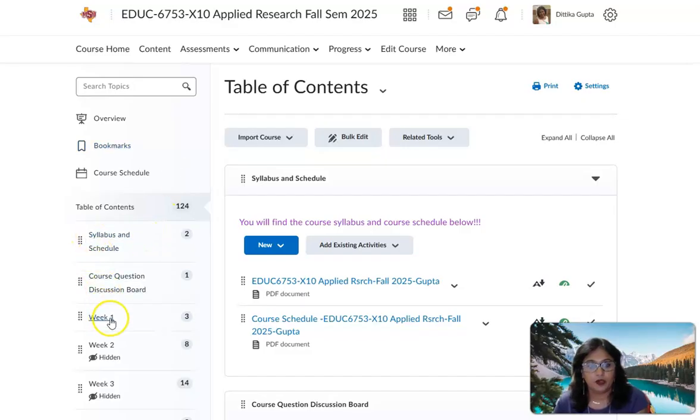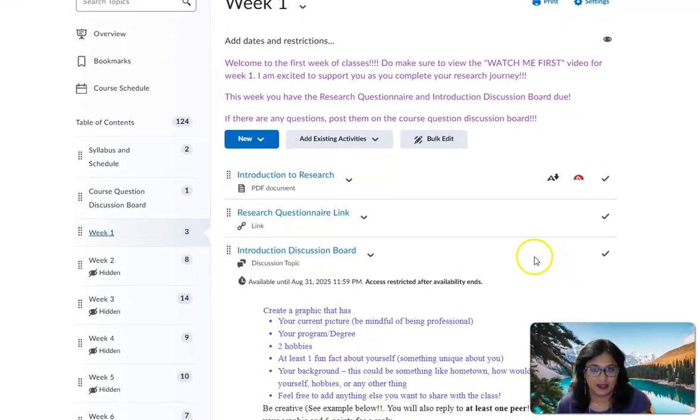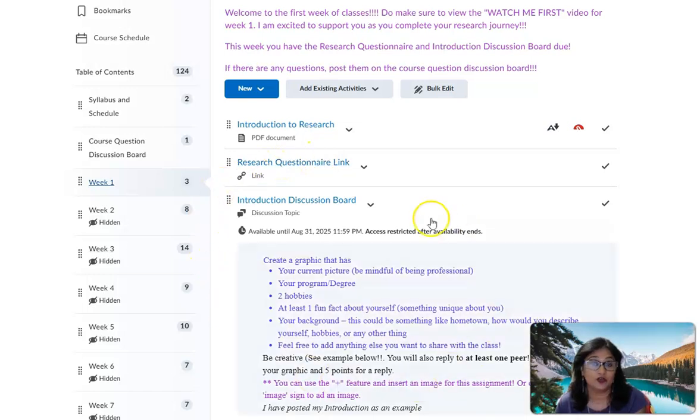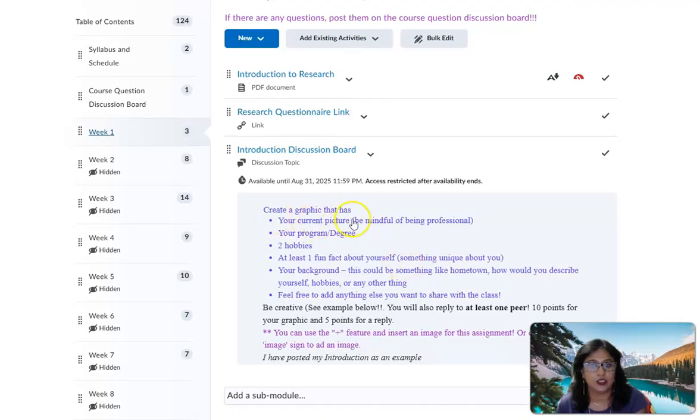So let's look at what is there for week 1. For your week 1, you have one assignment that is due, which is your introduction discussion board. For your introduction discussion board, you're actually going to create a graphic with all of these things in it. Use the plus sign or insert an image in the discussion board to do this one. The introduction discussion board is for 15 points, 10 points for your own graphic and 5 points for replying to a peer.